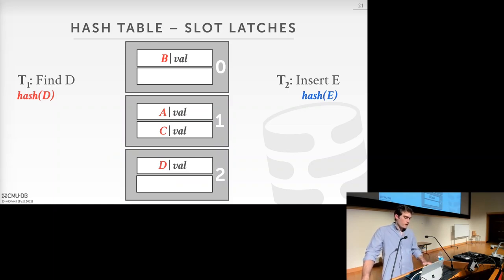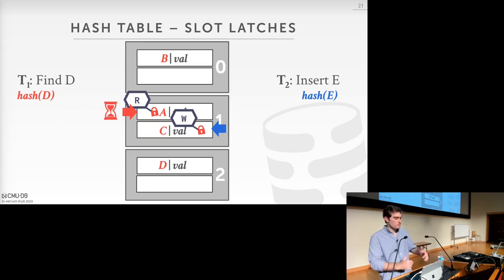Okay, so the slot-based alternative is pretty straightforward. Again, let's say T1 wants to find D, so we're going to hash D to this slot here. Acquire the read latch this time on the individual slot instead of the whole page. So this is much finer grained, and then we can do our read. Now, what this allows is transaction 2, where we want to insert E. E hashes to a slot also in page 1, but because we're doing the latching at the slot level, there's not going to be a problem here. So transaction 2 can acquire a write latch on this slot in order to try to perform its insert.